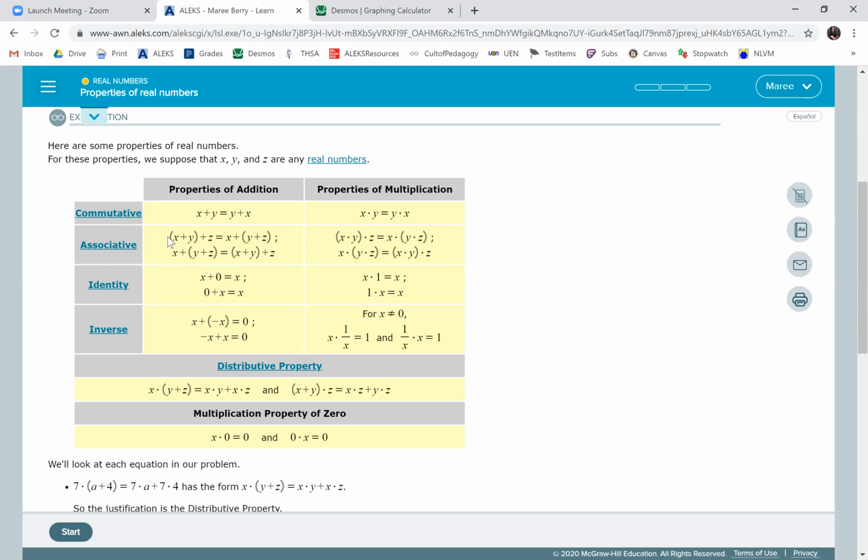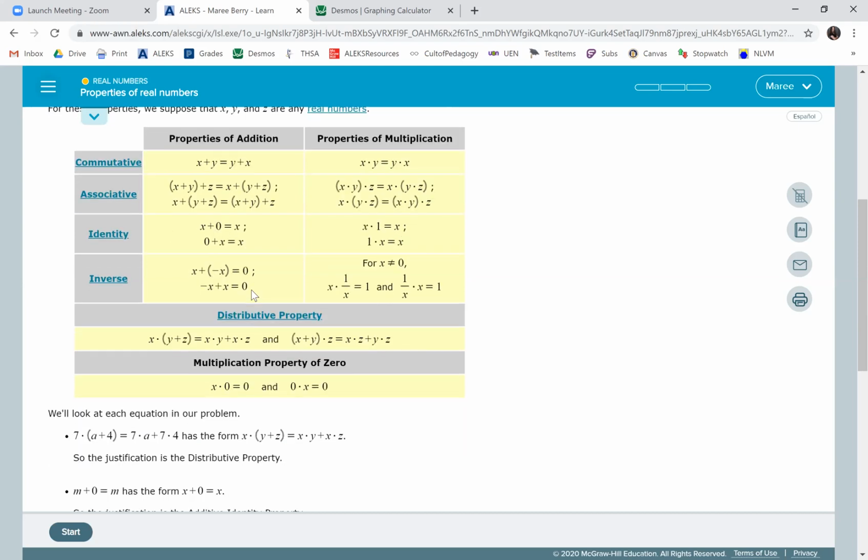With associative, the thing you want to be able to understand is you're not changing order at all. So what I do is I look at the order first. This is x, then y, then z, x, then y, then z. So they're staying in the same order. It's just a parentheses move. That's the associative property. Addition and multiplication, again, are different. One is adding and one is multiplying.